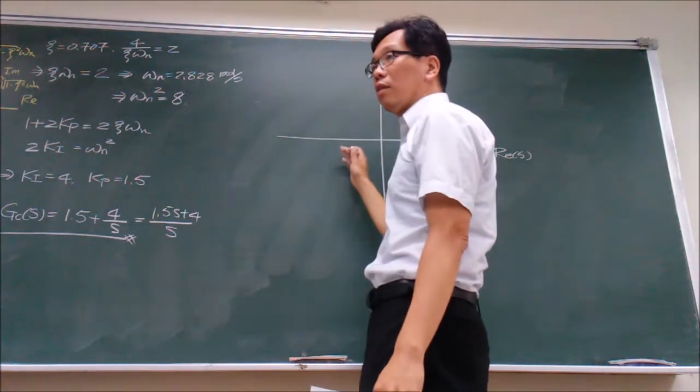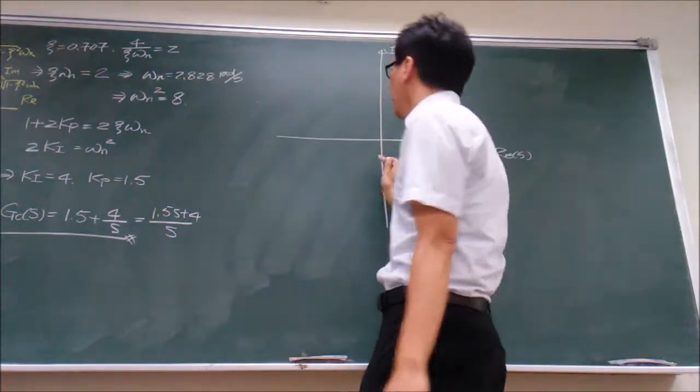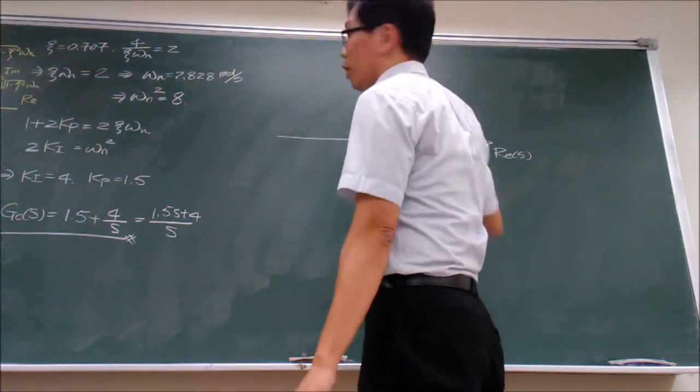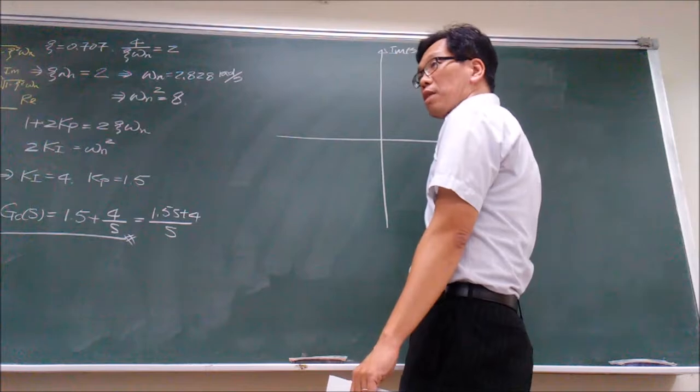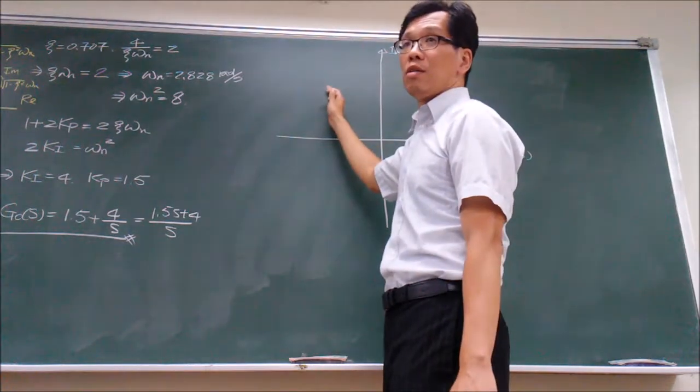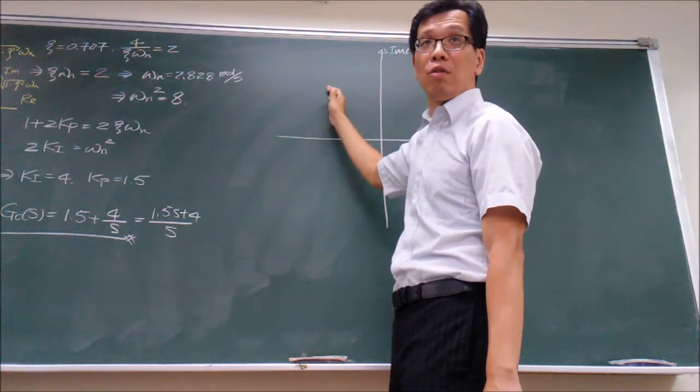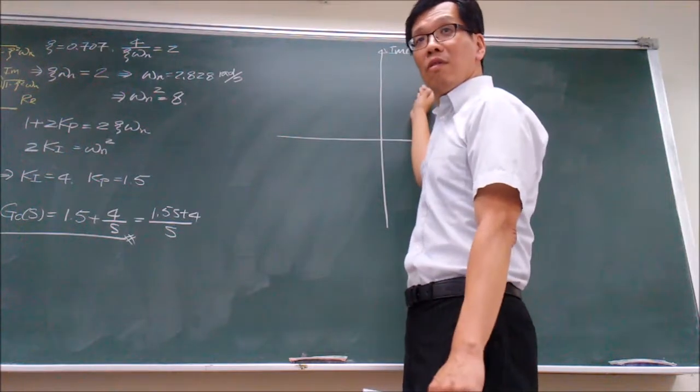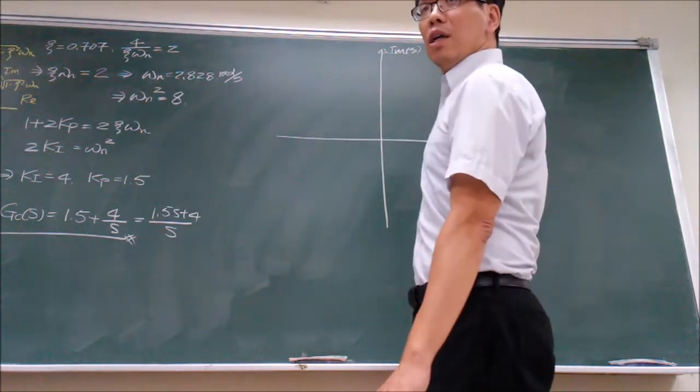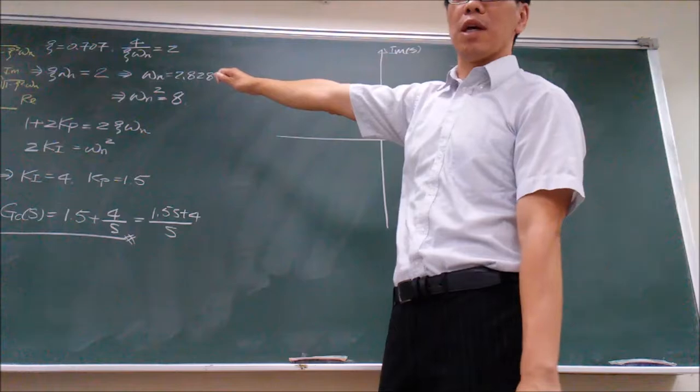So I got things like this. I got real S's, I got imaginary S's. I got positive side, I got negative side. So at this moment, everybody should know which side is stable. Left hand side or right hand side? Left hand side. This side is stable.